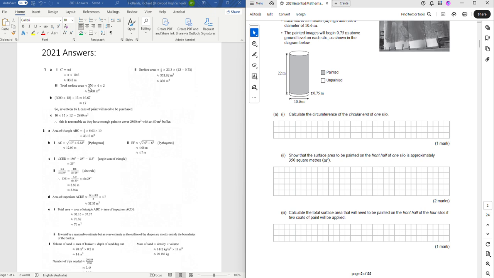Whereas here you go, the surface area equals half of 33.3, which is what we determined this was, times 22 minus 0.75.